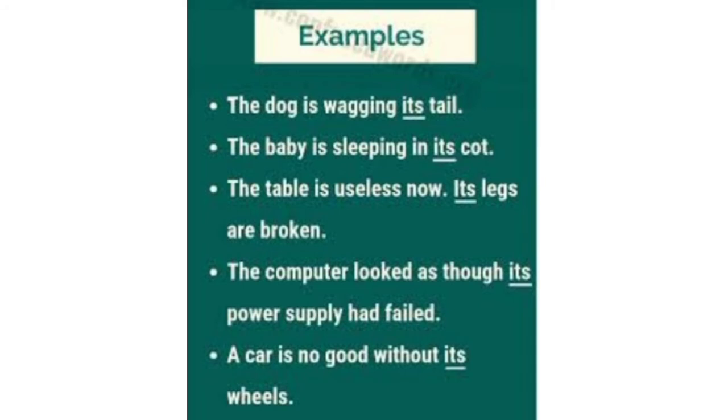Now let us see some examples with its without an apostrophe. First, the dog is wagging its tail, which means the tail is possessed by the dog. Second, the baby is sleeping in its cot, which means the cot belongs to the baby. Third, the table is useless now. Its legs are broken, which means the legs belong to the table.